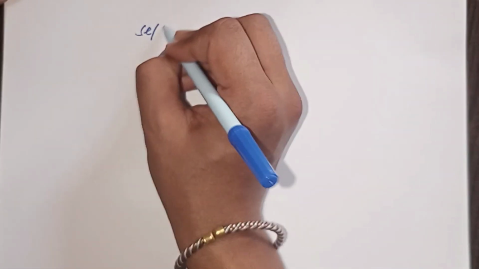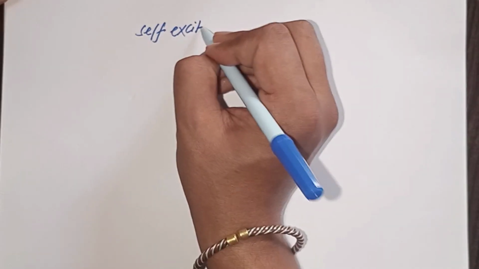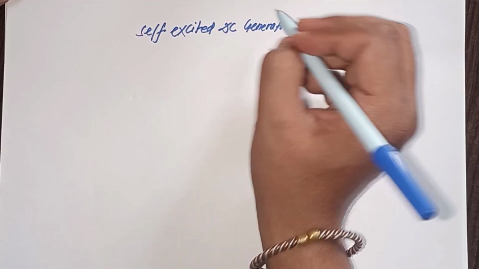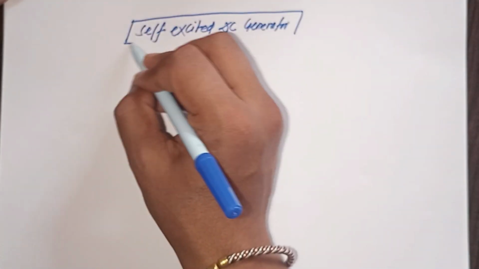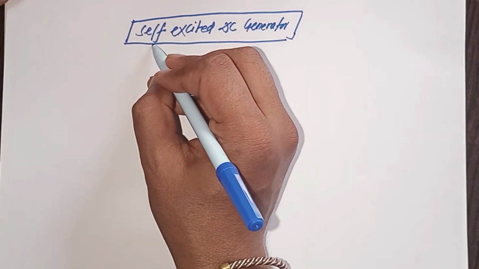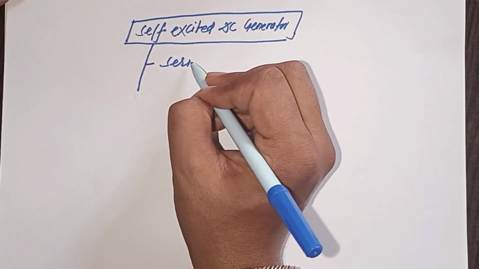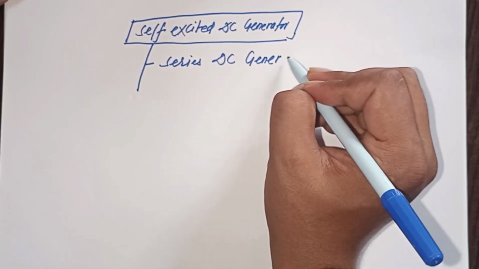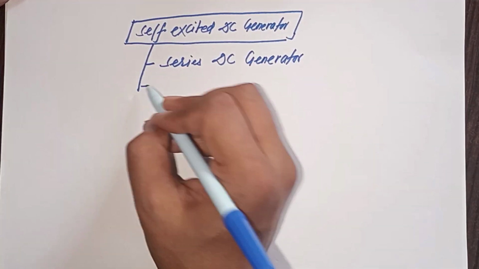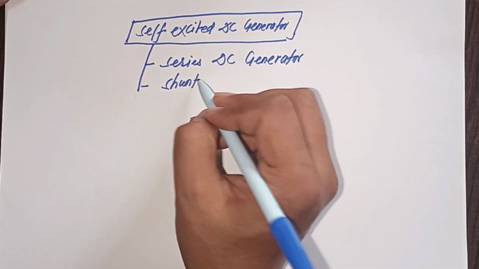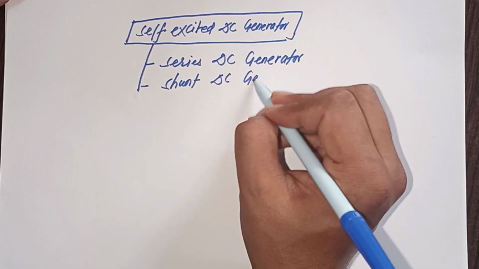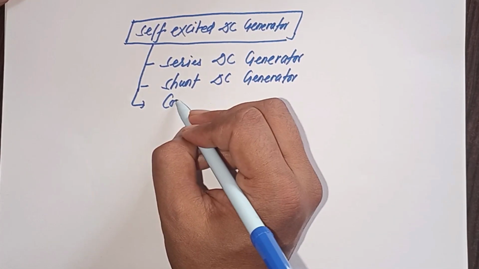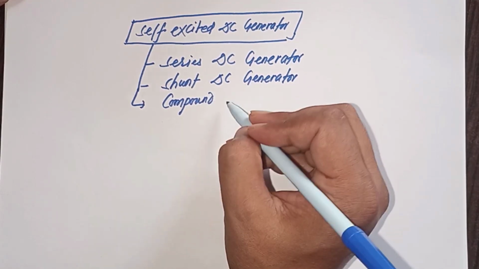Self excited DC generator can be classified into three categories. First is series DC generator. Second is shunt DC generator. And third is compound DC generator.